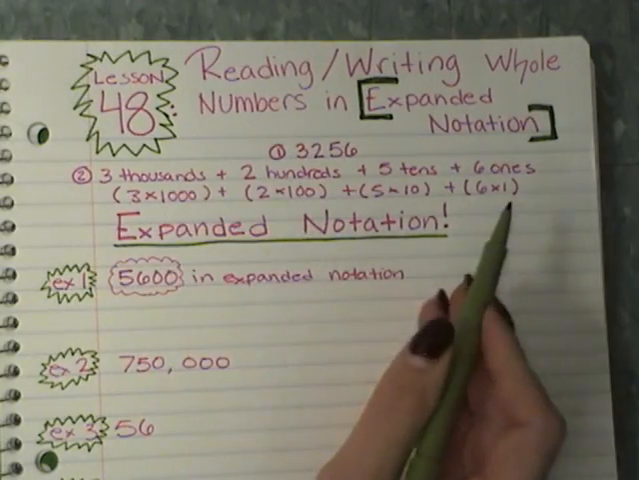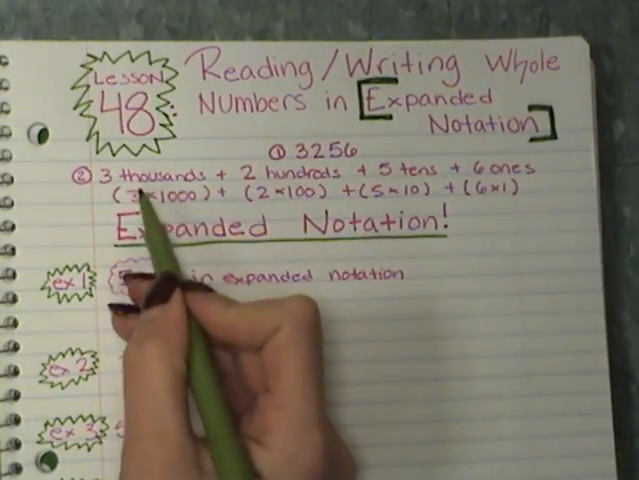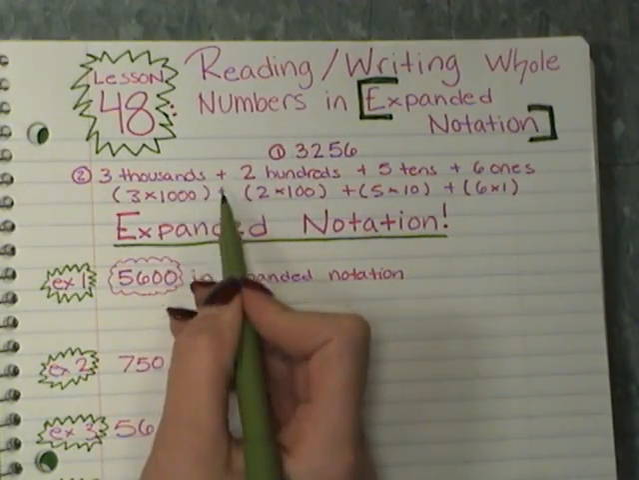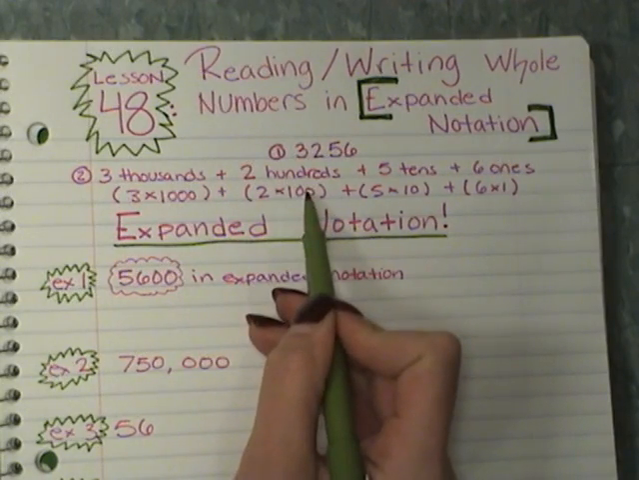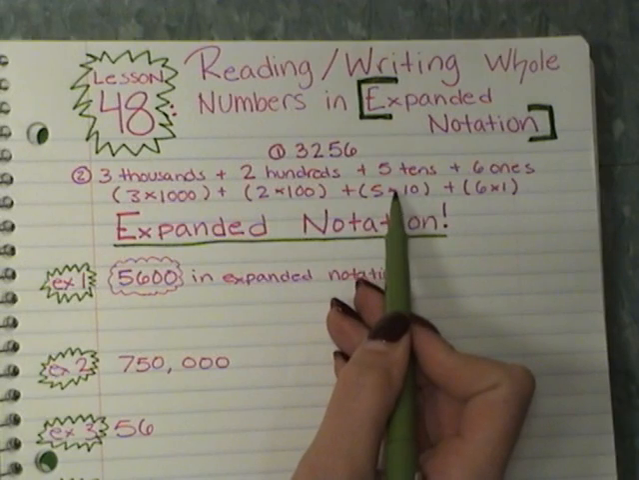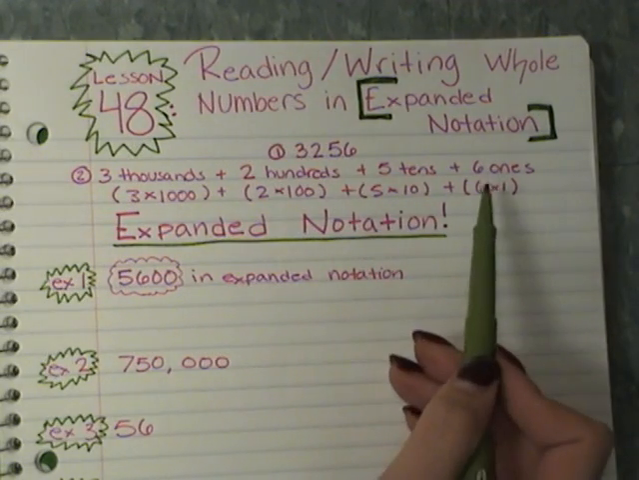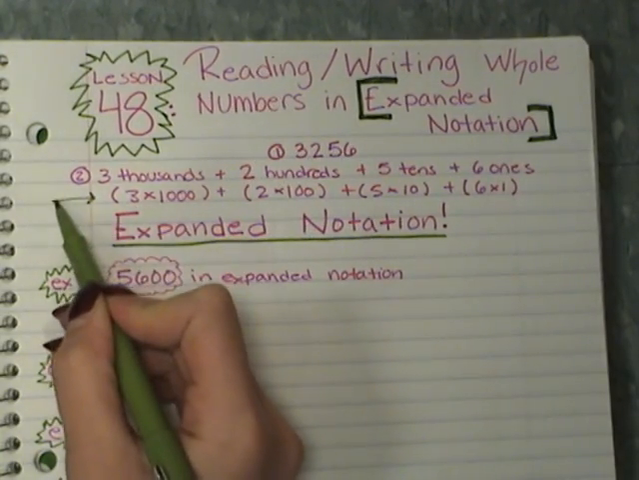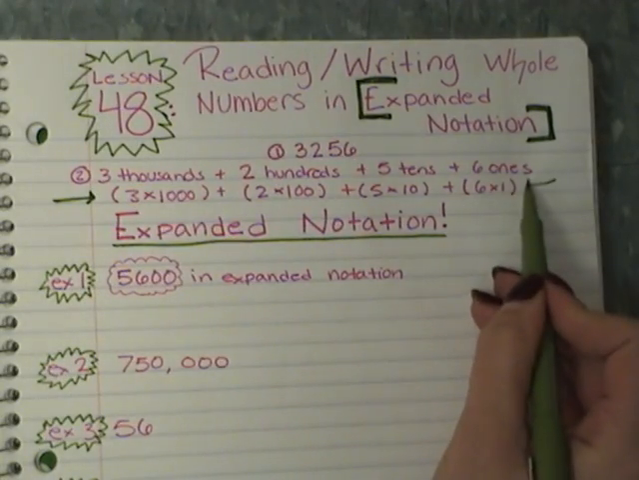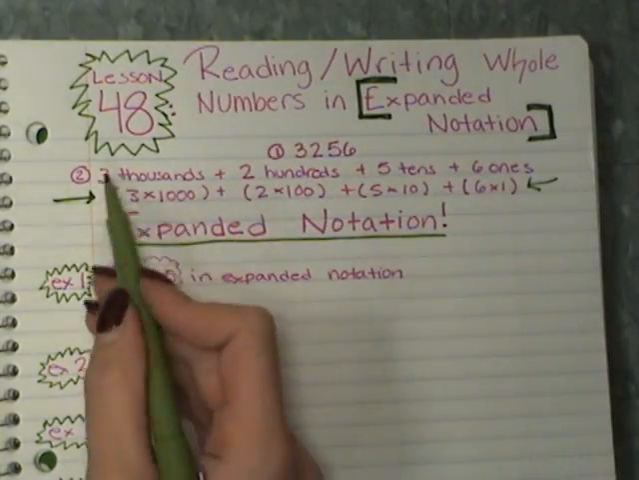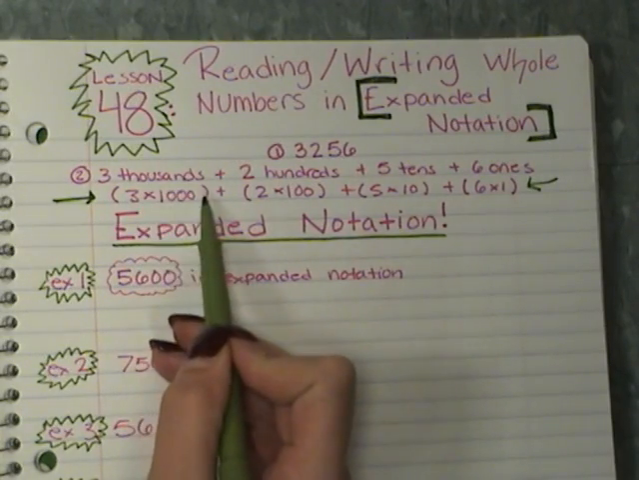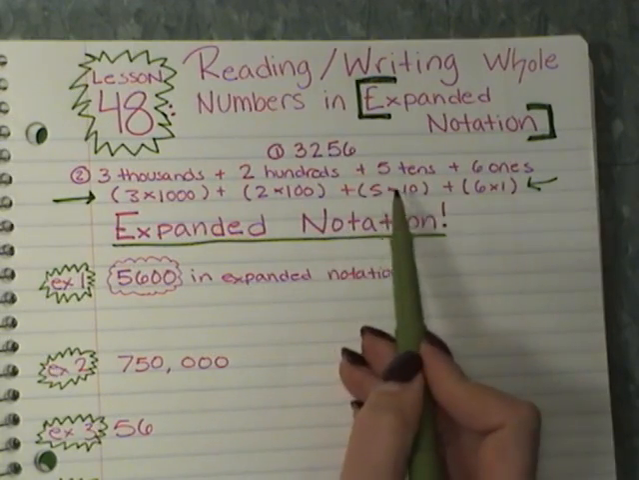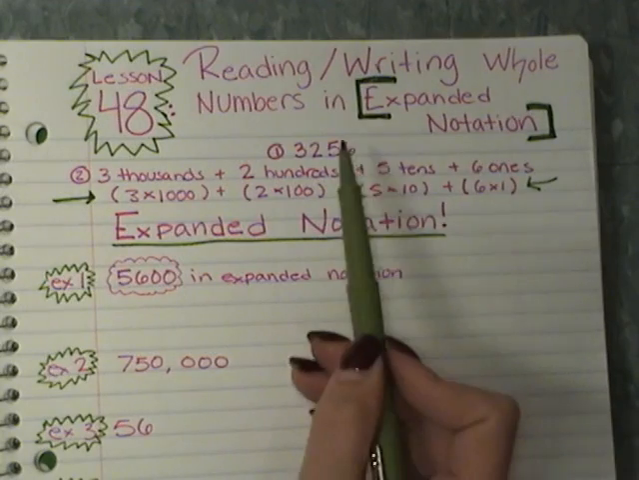Then, when I'm done breaking it down this way, I write it with numbers. So I have 3 times 1,000, because 3 times 1,000 is 3,000. Then I'm going to add it to 2 times 100. I'm going to add it to 5 times 10, because I have 5 tens, and 6 times 1, because I have 6 ones. This line is your expanded notation. So you are breaking it down into your columns, and then you're writing them in parentheses and adding them. So I have 3 times 1,000 for my 3,000, 2 times 100 for my 200, 5 times 10 for my 50, and 6 times 1 for my 6.